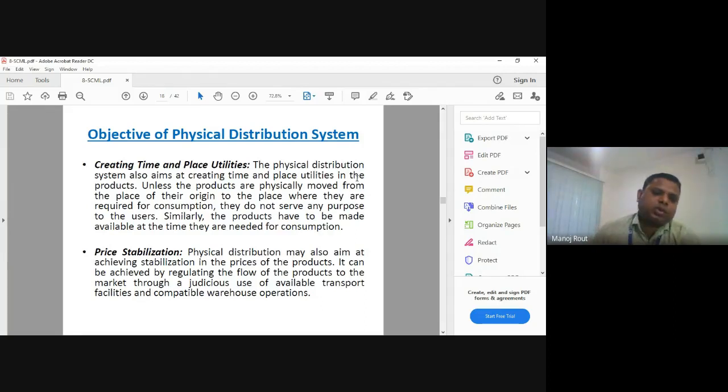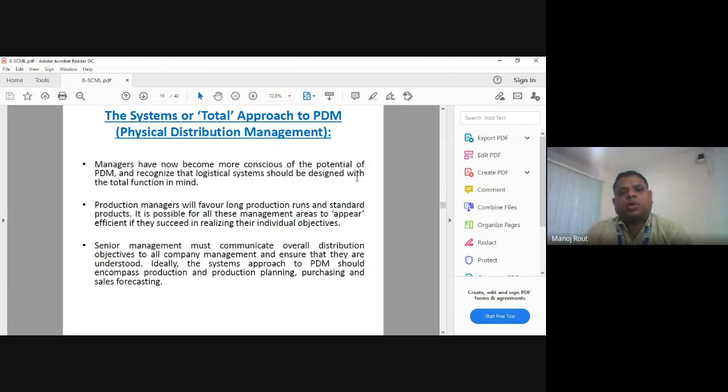The next part is the systems or total approach to physical distribution management. So what are the systems that directly approach physical distribution? The first one is that managers have now become more conscious about potential physical distribution management. They recognize that logistical systems should be designed with the total function in mind. For example, if you take Amul, during the 90s they had only one particular product, the powder form of milk. But nowadays, due to diversification of the product mix, they use different types of logistical systems.